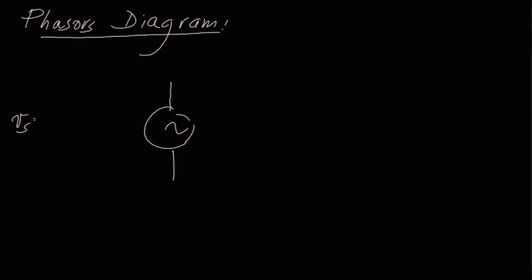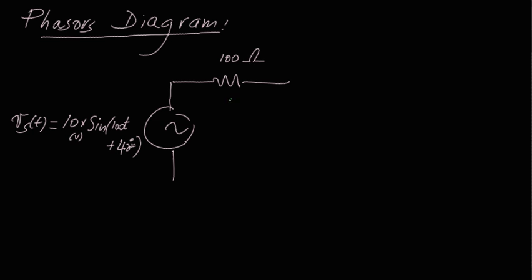We're going to write Vs of t, this is the voltage supply, 10 volts, sine 100t plus, I don't know, 40 degrees. That's Vs. Now let's say that it feeds into a resistor whose value is exactly 100 ohms. So this is R.